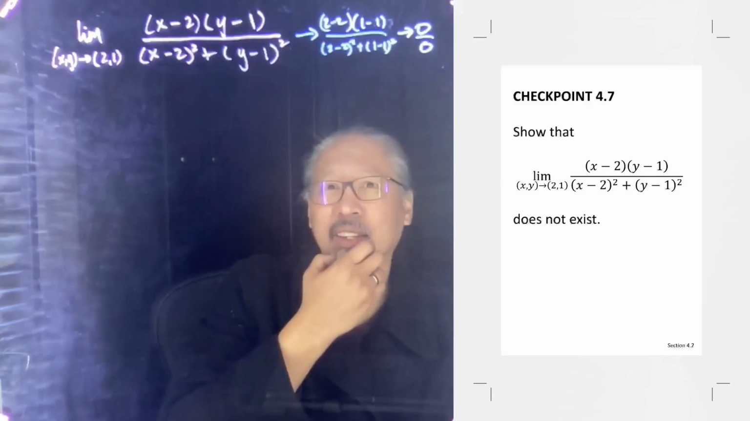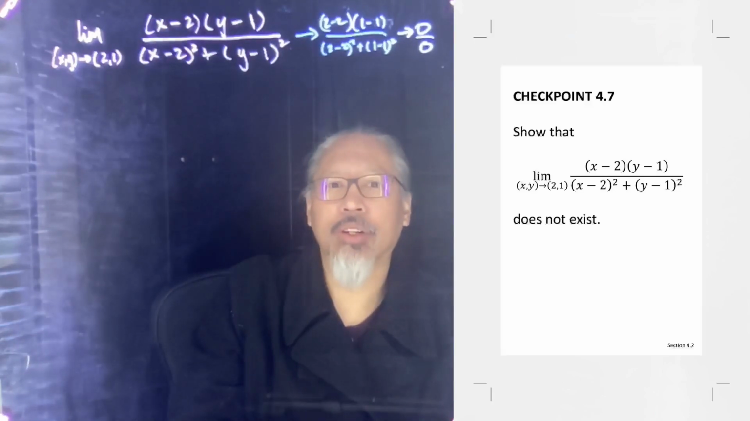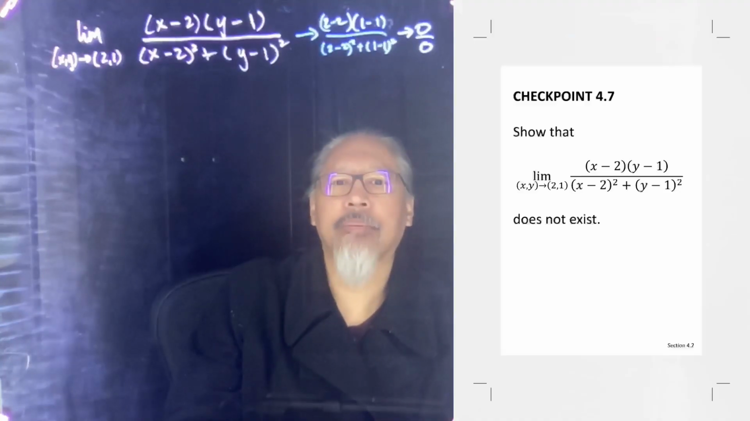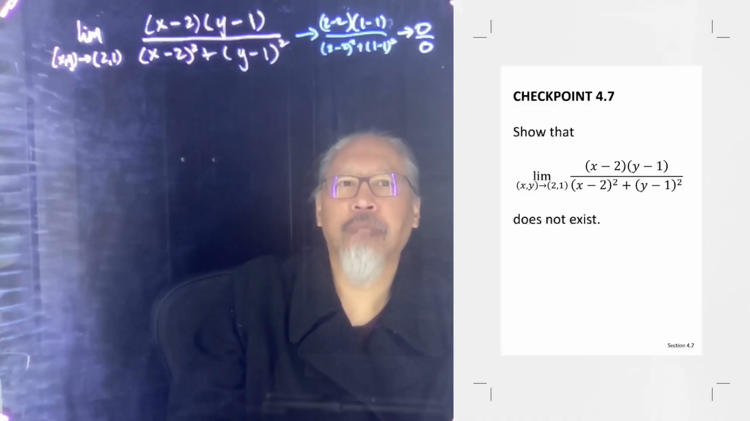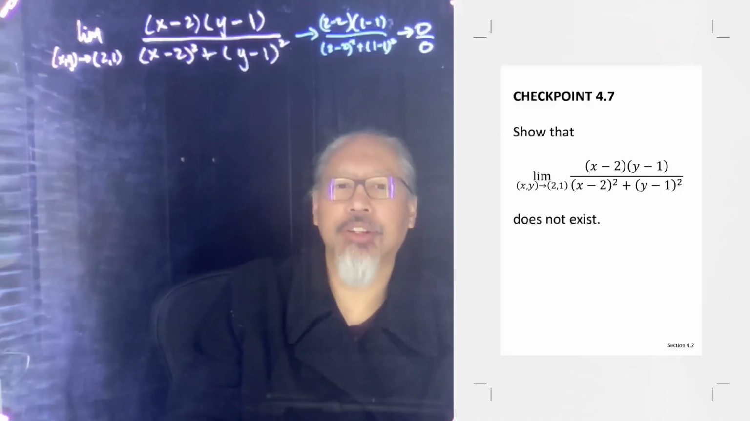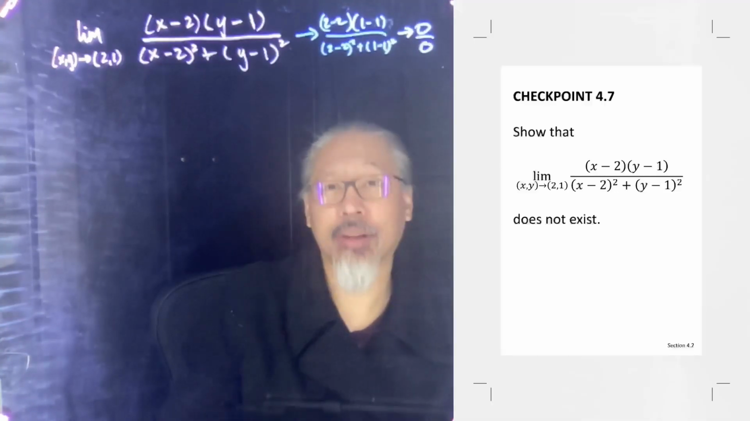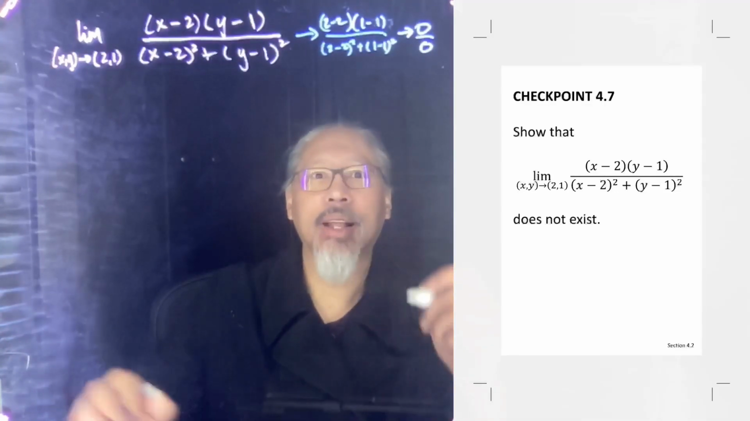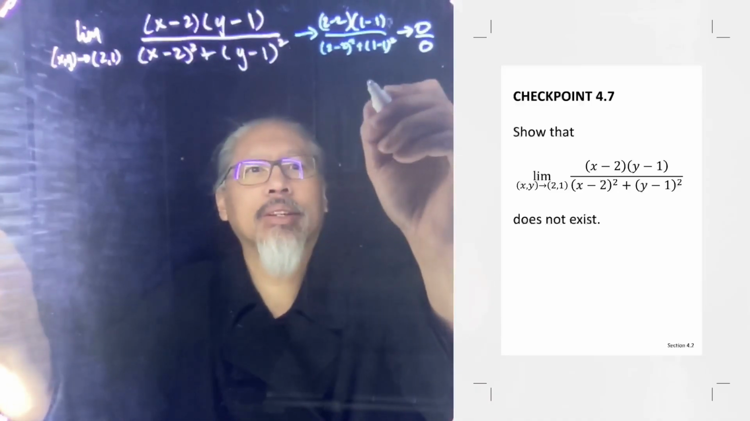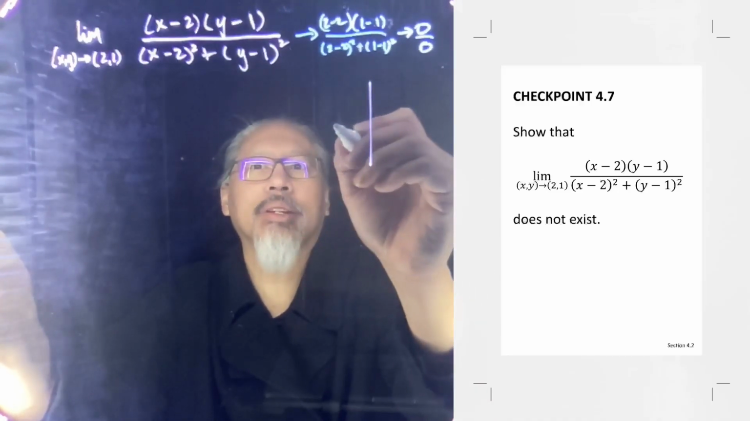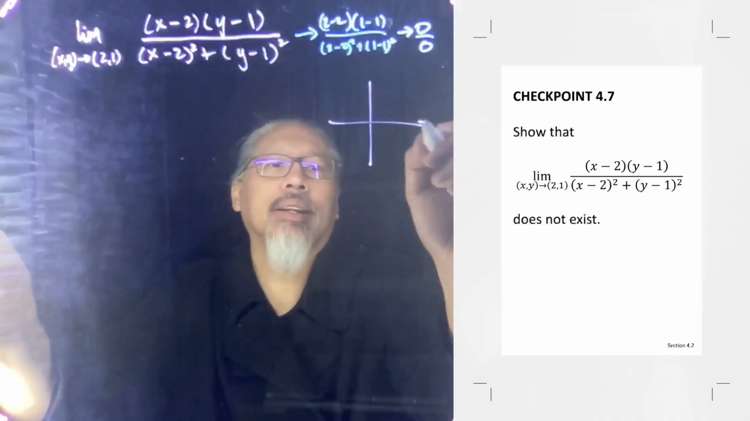Showing that the limit does exist for something like this would be a little bit more difficult, and we need to rely on the epsilon delta definition of a limit, which is going to be quite a bit of work. So I'm glad that they're asking us to find out that the limit doesn't exist, and they give us a problem where the limit does not exist.